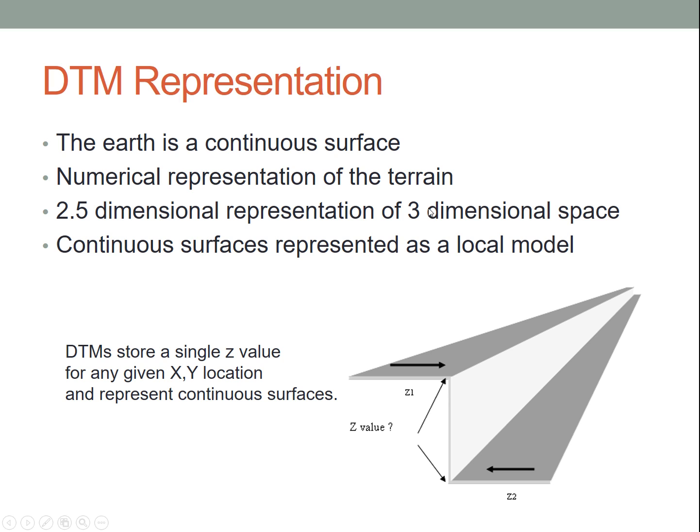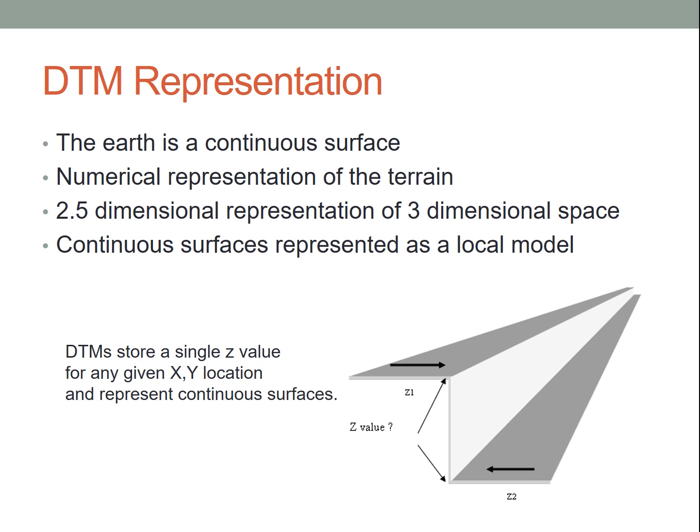That's true 3 dimensions. DTMs are not true 3 dimensions. They are 2.5 dimensional representations. So if you are asked, does a DTM represent 3 dimensions? No, it doesn't. It represents 2.5 dimensions. And why? Because we can only store a single z value for an x and y location. We can't show 2 different ones.